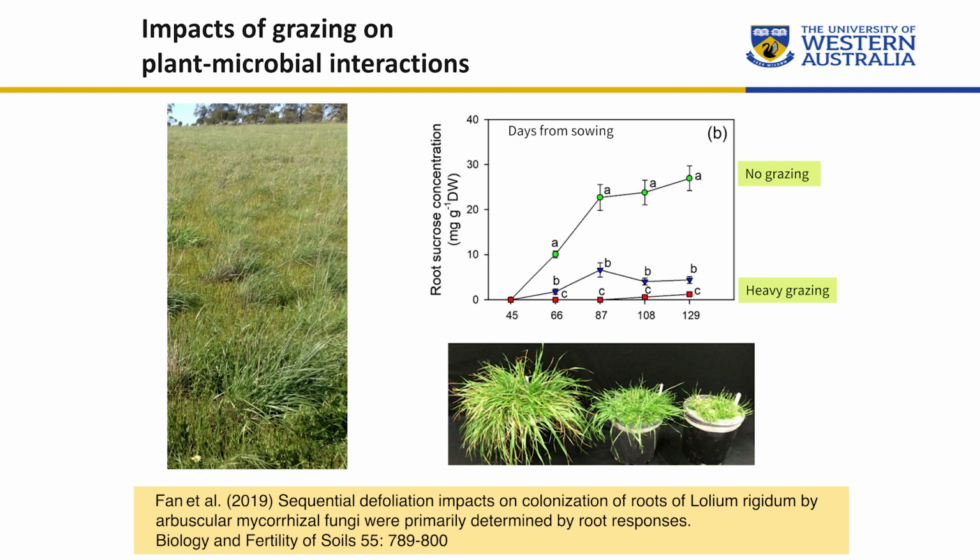But in this case, this is a measure of sucrose, so sugars in the root, one form of carbohydrate. So we measured that with no grazing, so that's these guys. There's a lot of sugar in those roots. But with heavy grazing, like here, there's not a lot of sugar. Even though you've got smaller roots, you've also got a lot less sugar going into the soil.